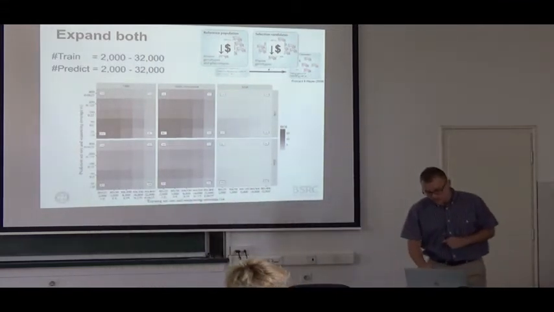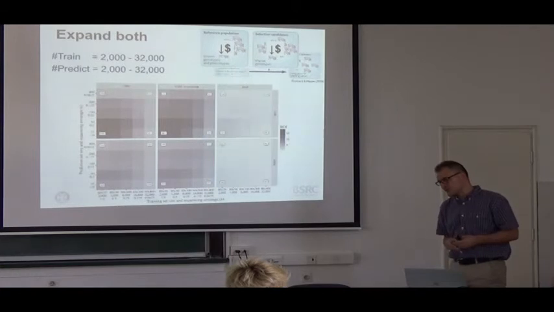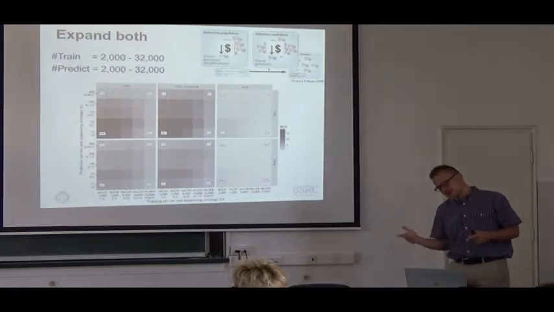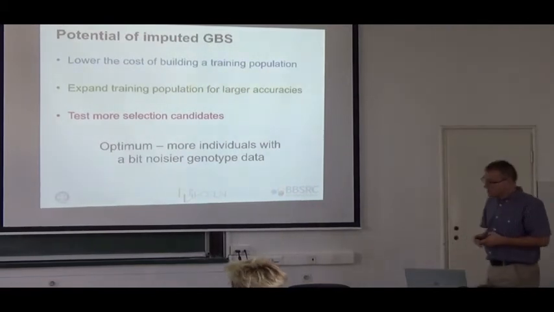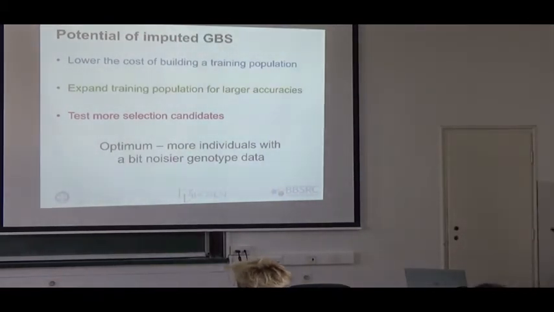When you're thinking in economic terms, if you want to really find the best genotype, then you'll have to genotype everybody. But then that's going to be very expensive. Okay? So again, just to summarize, the potential of imputed GBS is that it allows us to lower the cost of building a training population. It expands the training population for even larger accuracies.